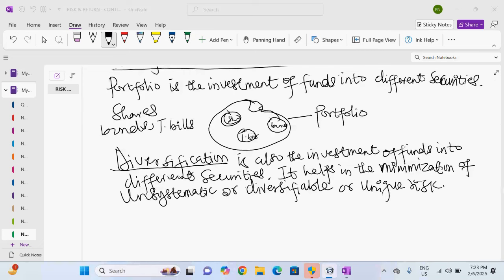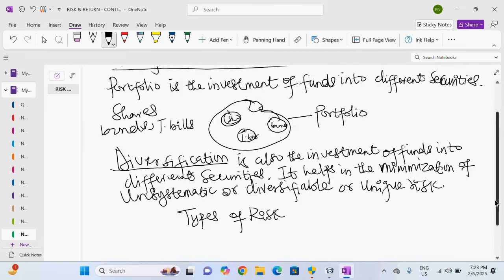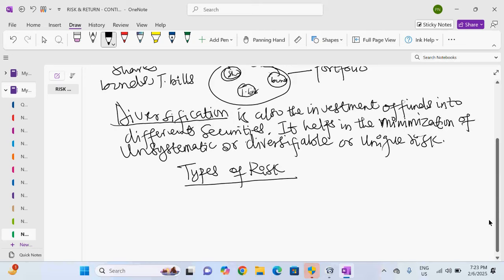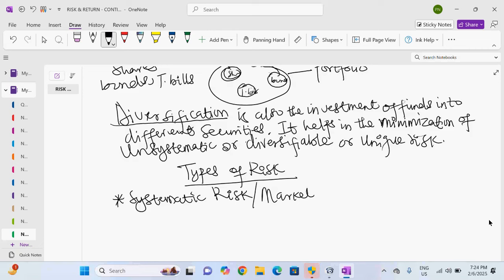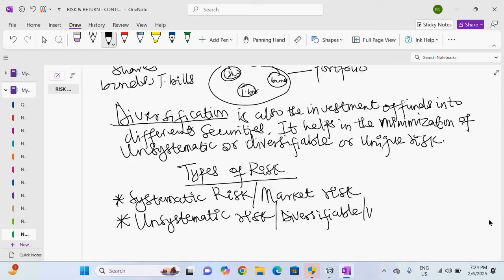Now, what are some of the types of risks that we can talk about? We have the systematic risk, which can also be known as the market risk. Then we have the unsystematic risk, or diversifiable, as stated earlier, diversifiable or unique risk.